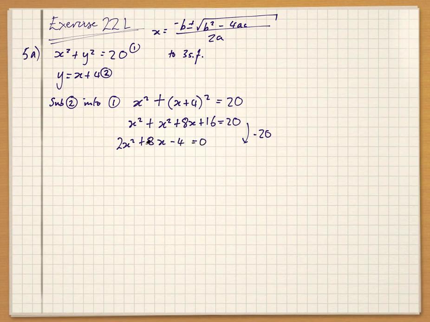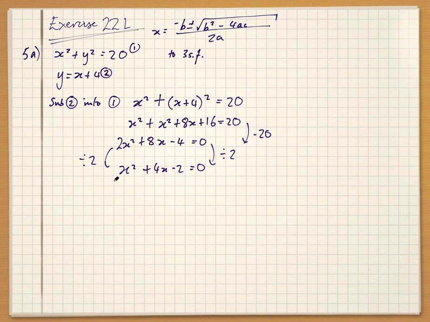Now all of these are multiples of 2, so I can divide the whole thing by 2 on both sides, which gives me x squared plus 4x minus 2 equals 0. This isn't going to factorize, I know that already. I could try, I could spend some time, but it's not going to happen because they've asked me to give it to 3 significant figures, and that's a giveaway.